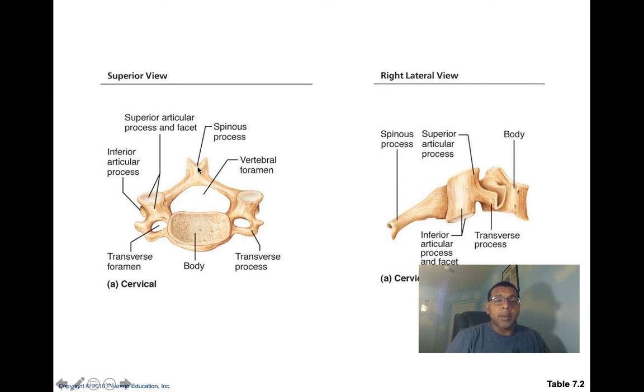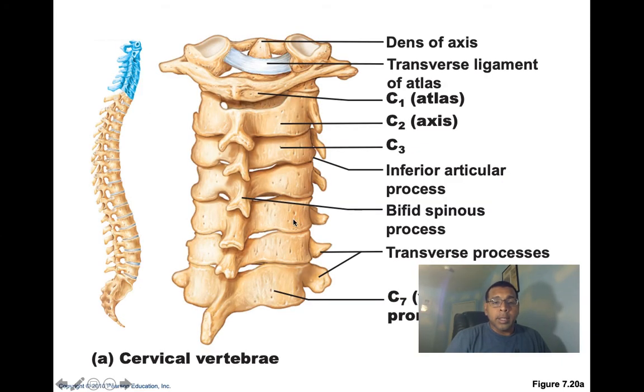So here you can see the bifid spinous process there as well. So here's vertebra number 7. And you can see vertebra number 7 is vertebra prominens. And you can feel that right at the back of the neck.